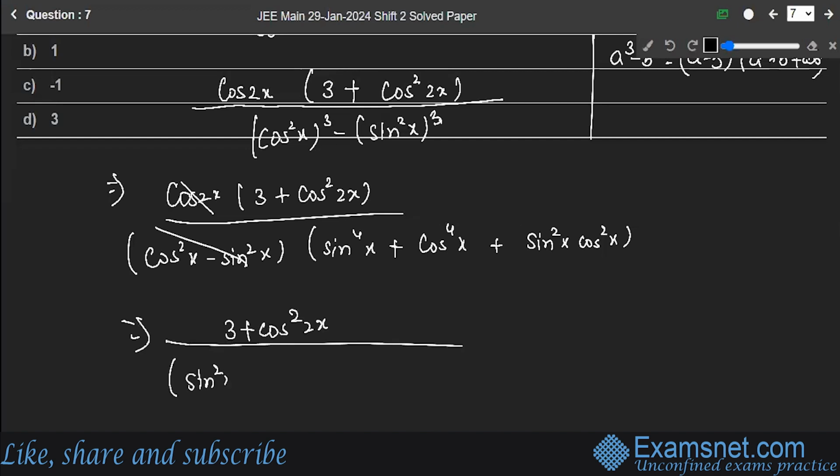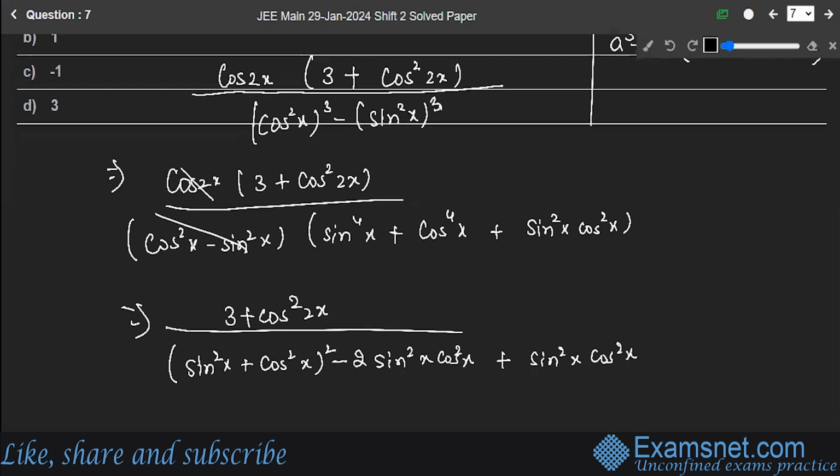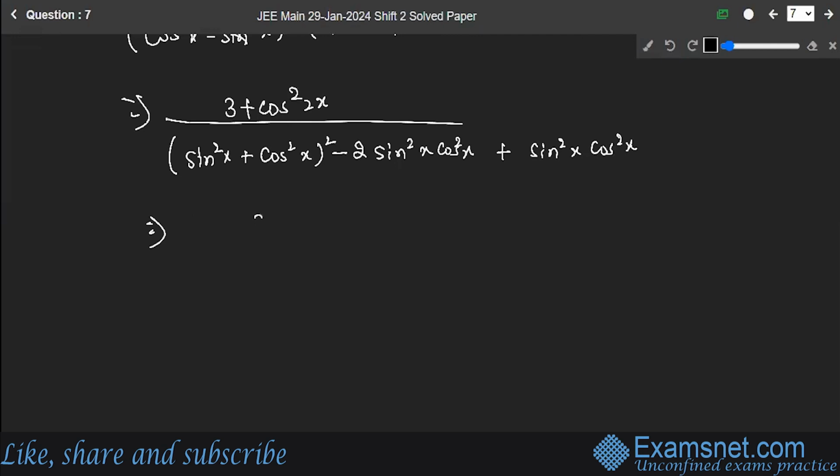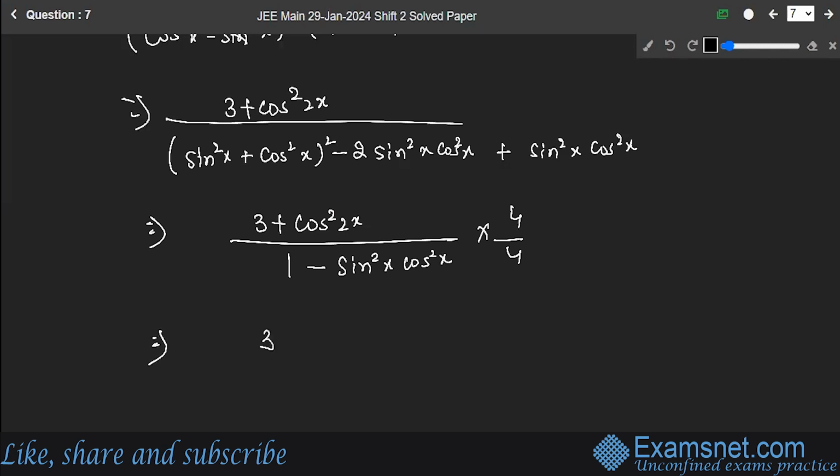this again can be written as sine square x plus cos square x whole square minus 2 sine square x cos square x plus sine square x cos square x. So this will give me 3 plus cos square 2x, 1 minus sine square x cos square x. Let's do one thing, multiply the numerator and the denominator by 4. You will have, I'll take 4 outside, 3 plus cos square 2x divided by 4 minus 4 sine square.